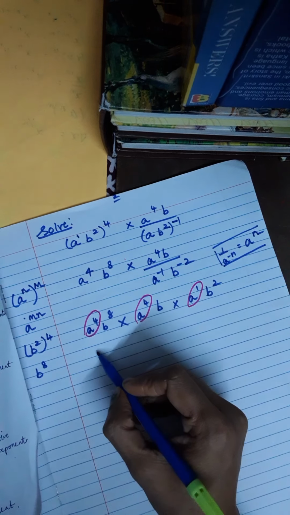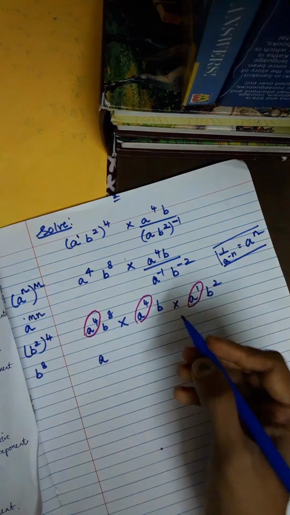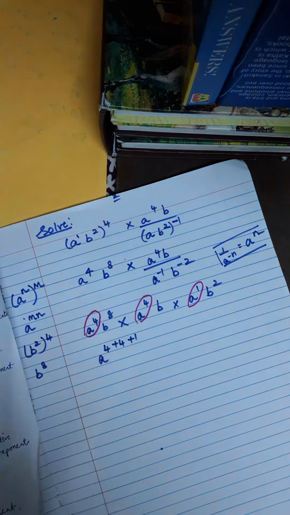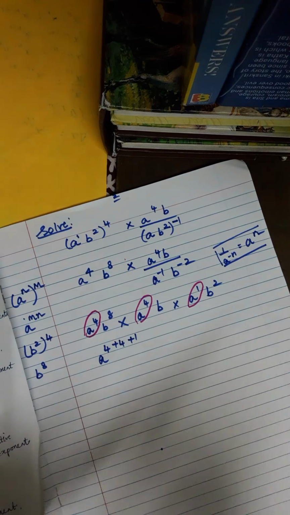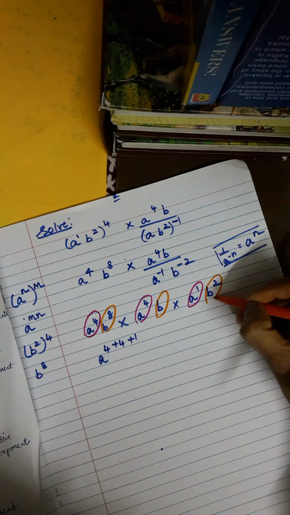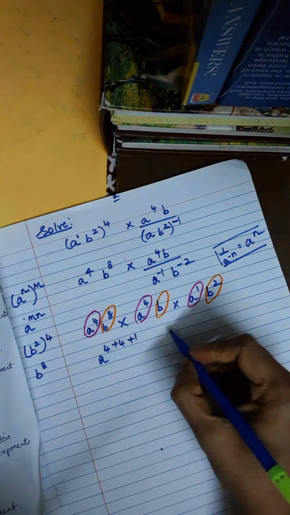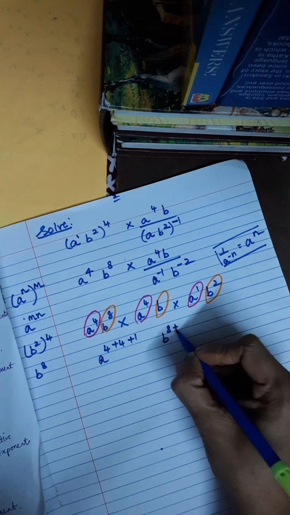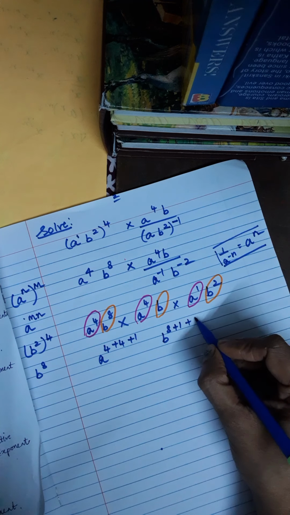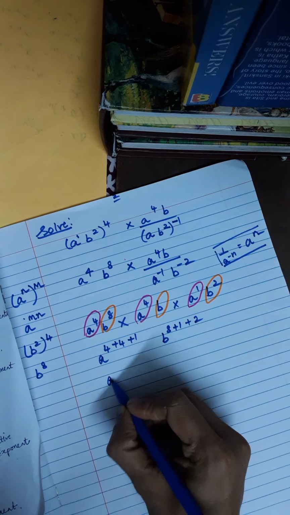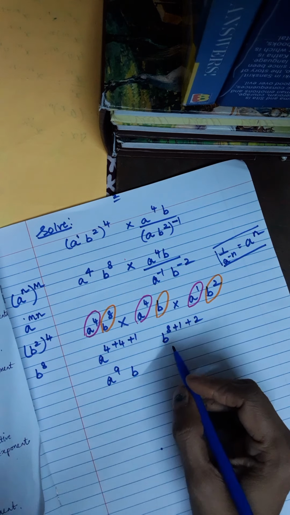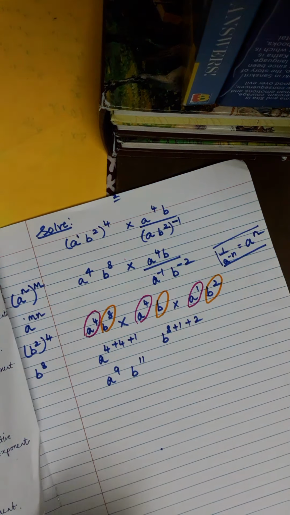I'm going to add all my powers, all my exponents. 4 plus 4 plus 1. Again the same way, you want to add b. Take the same base, and I'm going to add my exponents. Nothing is mentioned, it means it has got the power 1, plus 2. So a to the power 9, b to the power 11. So this is the answer.